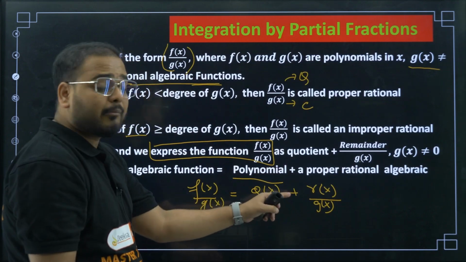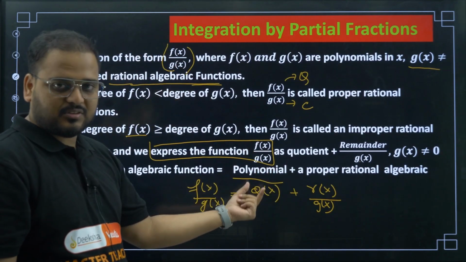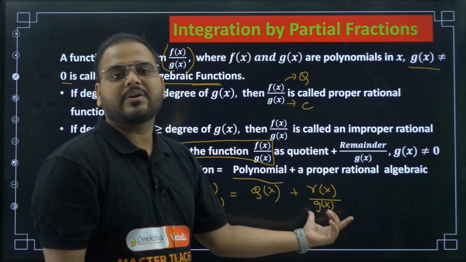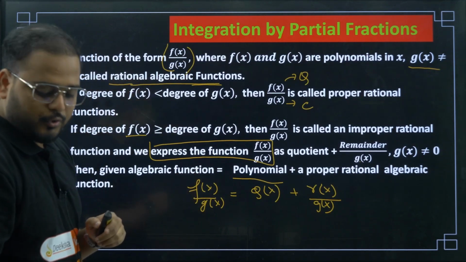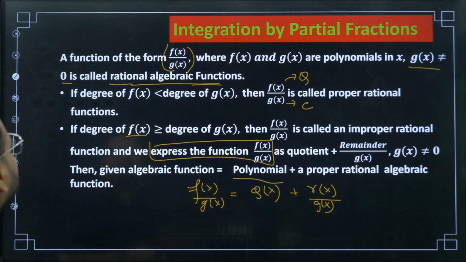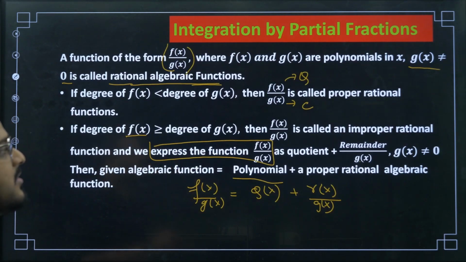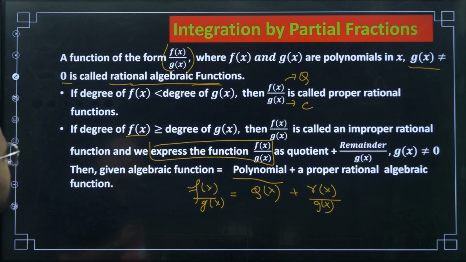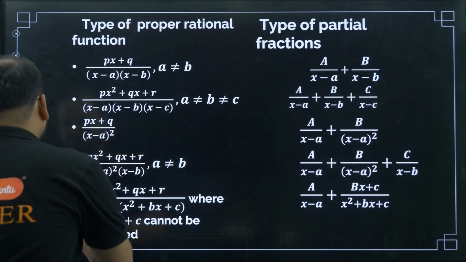Whatever quotient I get, I'm going to make use of it in one of the questions. You'll see how. I can write the rational function expression as the quotient plus the remainder by g(x). I've taken a question on this and will explain it to you. If the degree of f(x) is less than the degree of g(x), it is called a proper rational function. Otherwise, you call it an improper rational function. Now, a few forms of rational functions that we have in partial fractions. Please have a look.